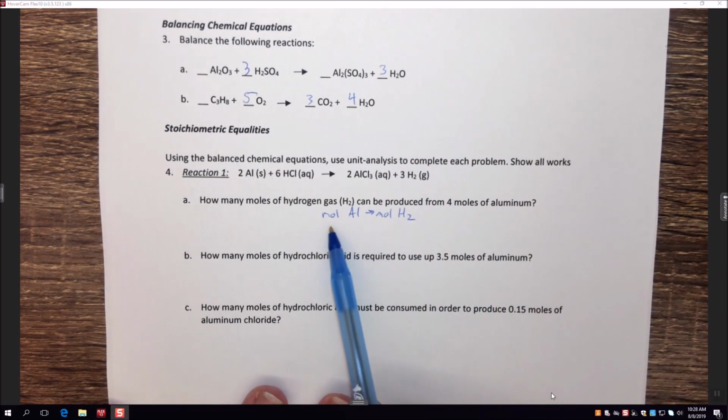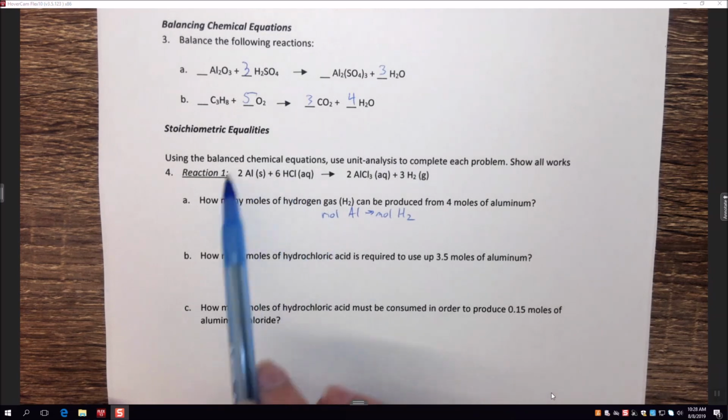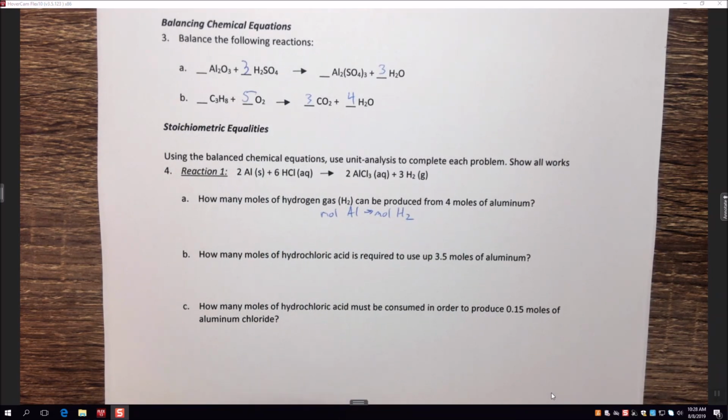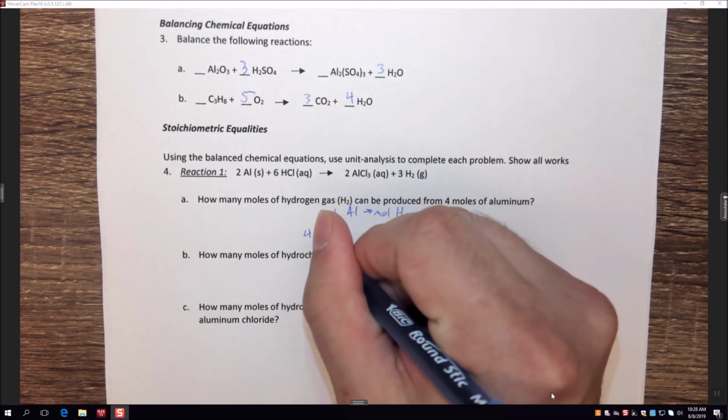Well, anytime we want to go from moles of one thing to moles of another, we're going to need to use our balanced chemical equation. So luckily it was given to us, we didn't have to solve it, and we can use it to solve this problem. So we start with 4 moles of aluminum.